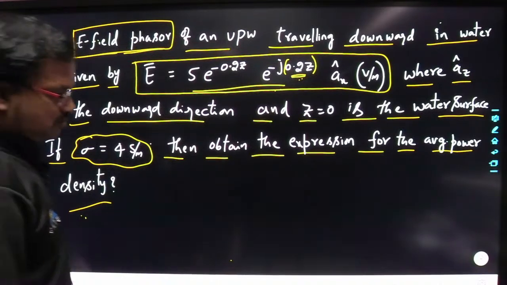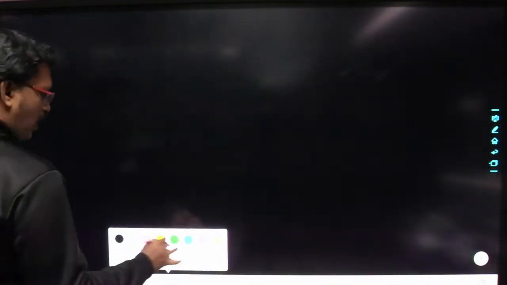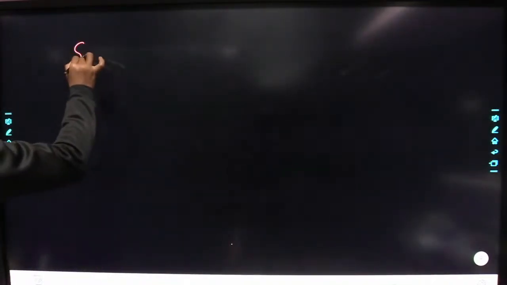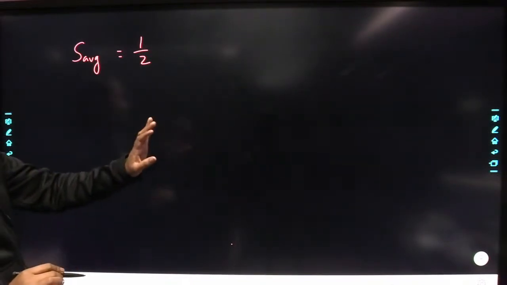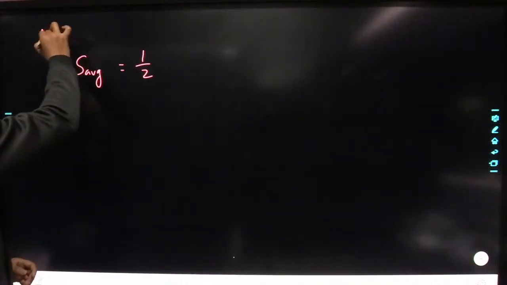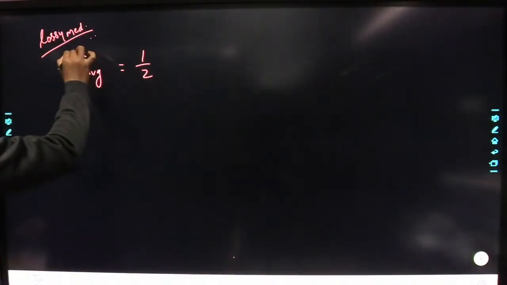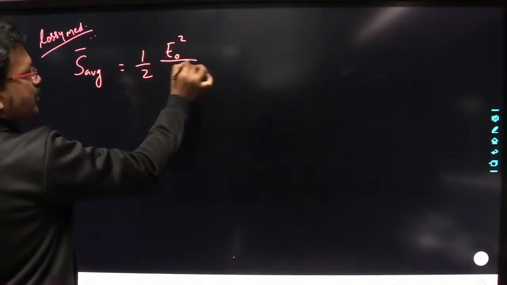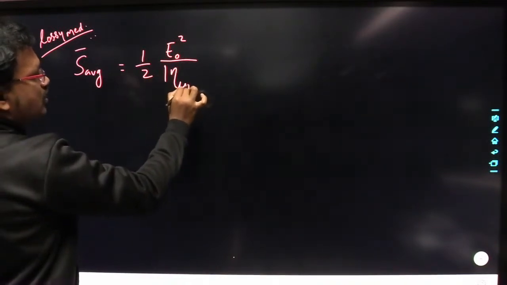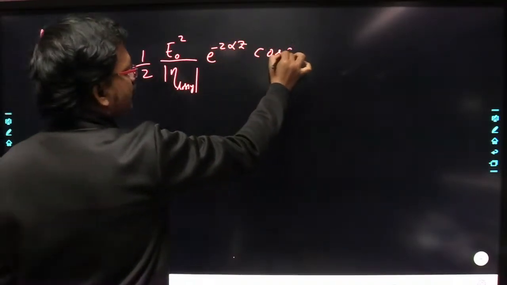Whenever they ask a question like this, they are asking for the average power density, S average. You know the formula. The medium is a lossy medium, and for a lossy medium the average Poynting vector S average is equal to half into E naught square divided by the magnitude of eta lossy, into e power minus 2 alpha z into cos phi.